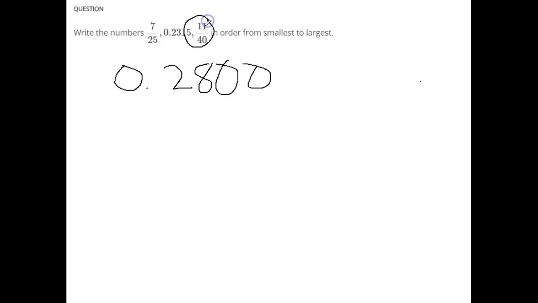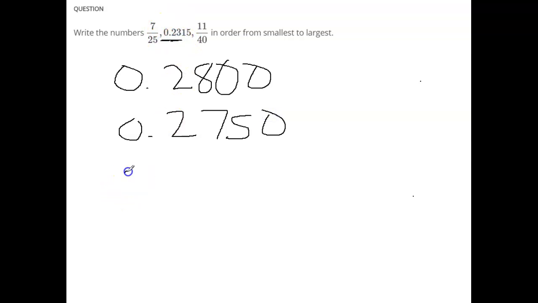And to convert this to a decimal, I'll do 11 divided by 40 on my calculator. And this one is 0.2750. And the one decimal we already had was 0.2315. So that's how we've converted everything to a decimal.